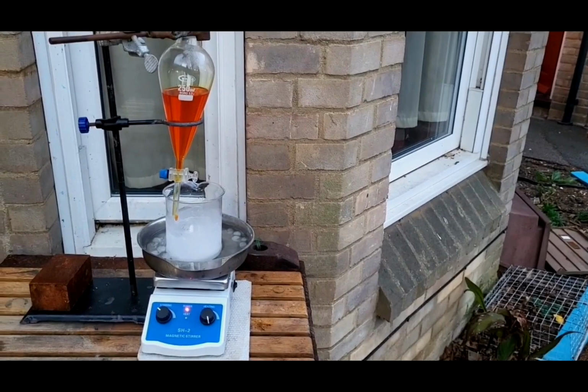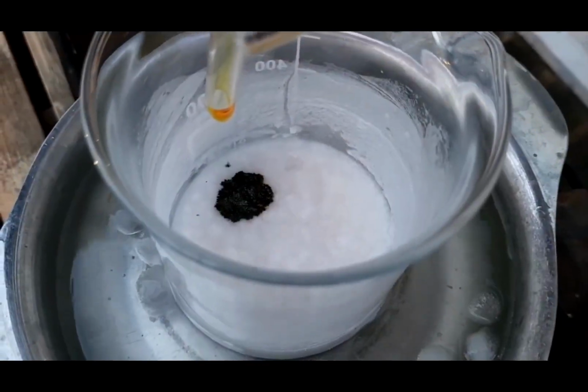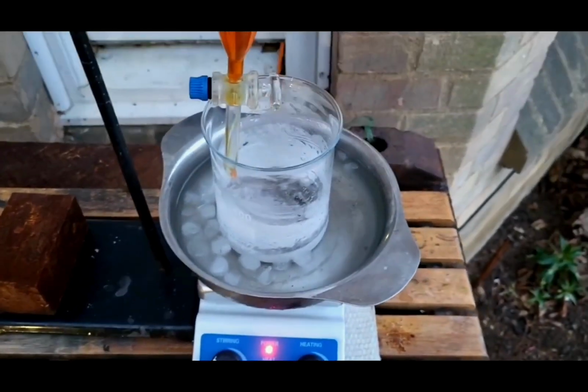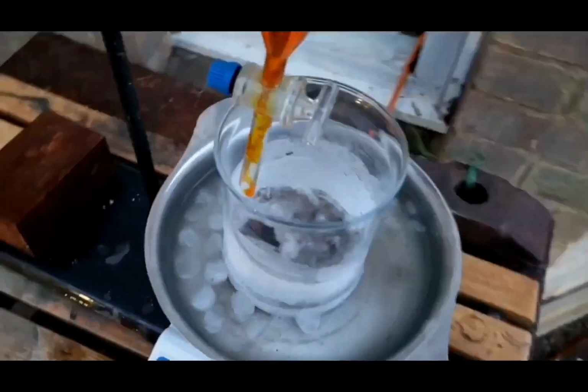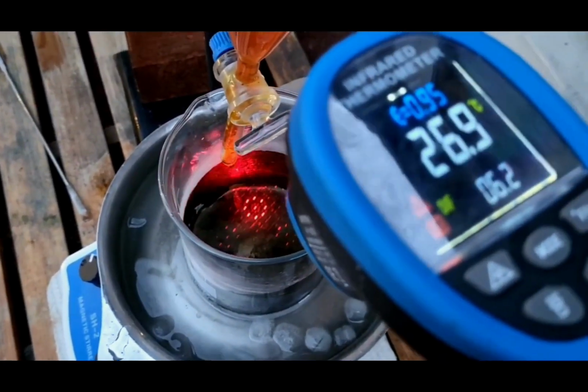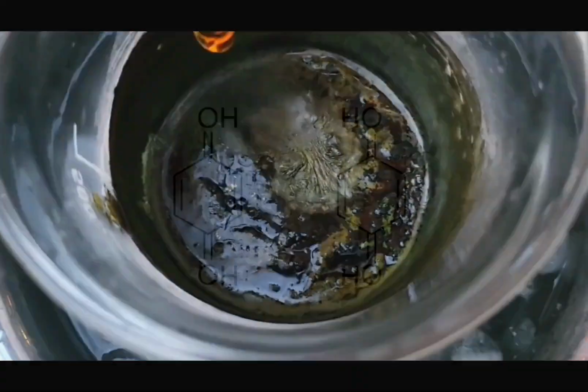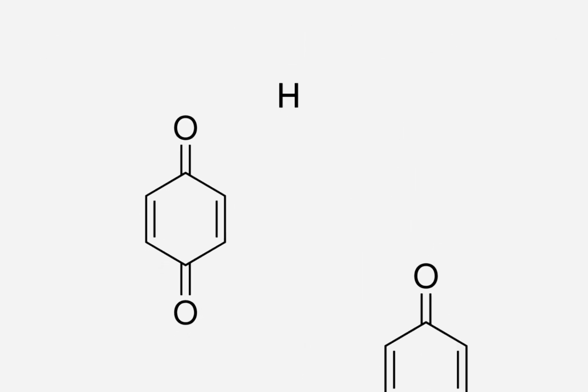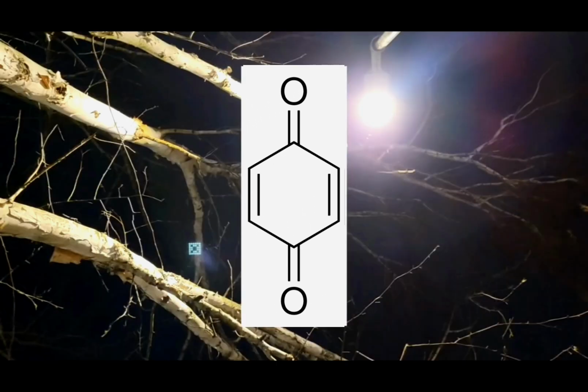Now we can start introducing our oxidizer to it dropwise, whilst monitoring the temperature. What happens is the two hydrogens on our hydroquinone are removed one by one, forming benzoquinone. At first, the benzoquinone will link with the hydroquinone to form quinhydrone. But on further addition and constant stirring, we end up with just our benzoquinone.